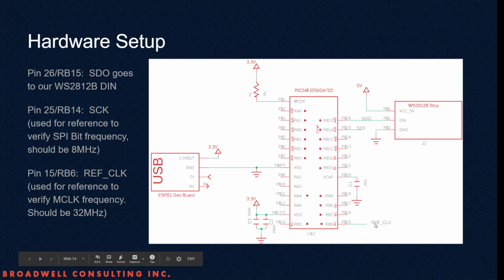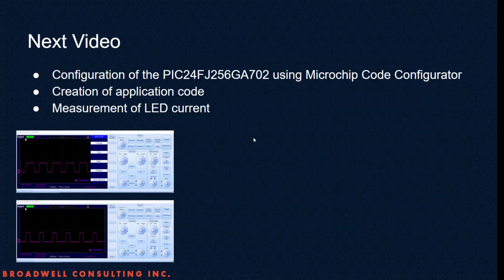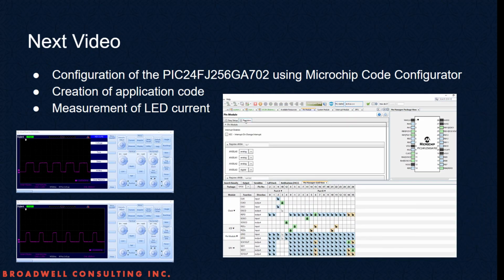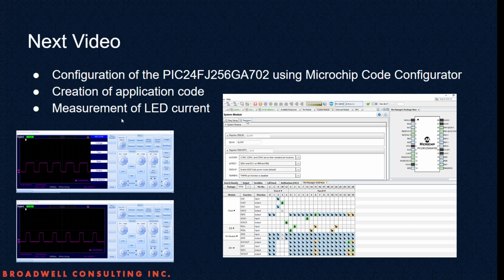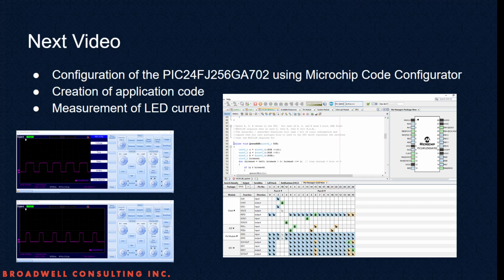Finally, we'll dump the reference clock out. We expect this to be 32 megahertz. Out this particular line, again, we can put a scope on it, and that'll help us verify that the system is clocked correctly. In our next video, we'll configure the PIC24FJ256GA702 using the Microchip code configurator that's part of the MPLAB X development environment. We'll create our application code, and once we get it up, one of the items that we were curious about is how much current the sky pulls. We'll measure a series of LEDs at different colors to get a current measurement.